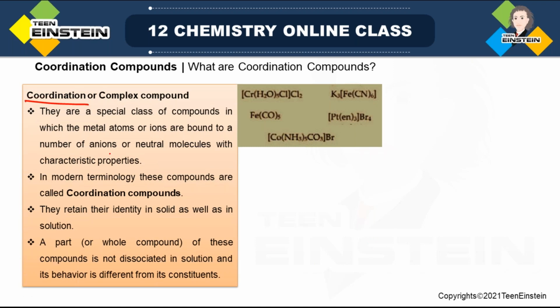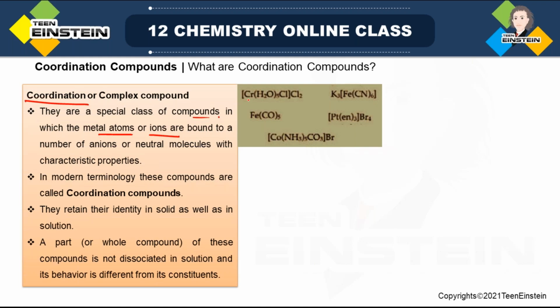So coordination compounds are a special class of compounds in which the metal atoms or ions are bound to a number of anions or neutral molecules. And these anions and neutral molecules have some characteristic property. So there is a central metal atom.